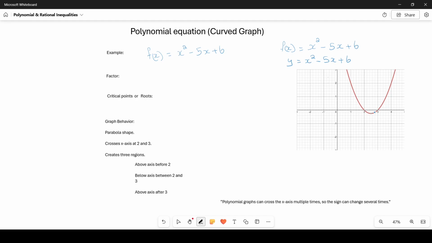At exactly x equal to 2 and x equal to 3, the value of the entire equation is 0. These two are the critical points. In a linear equation, we only find one critical point, one root. But when we move to polynomials, you can find two or more critical points according to the equation.